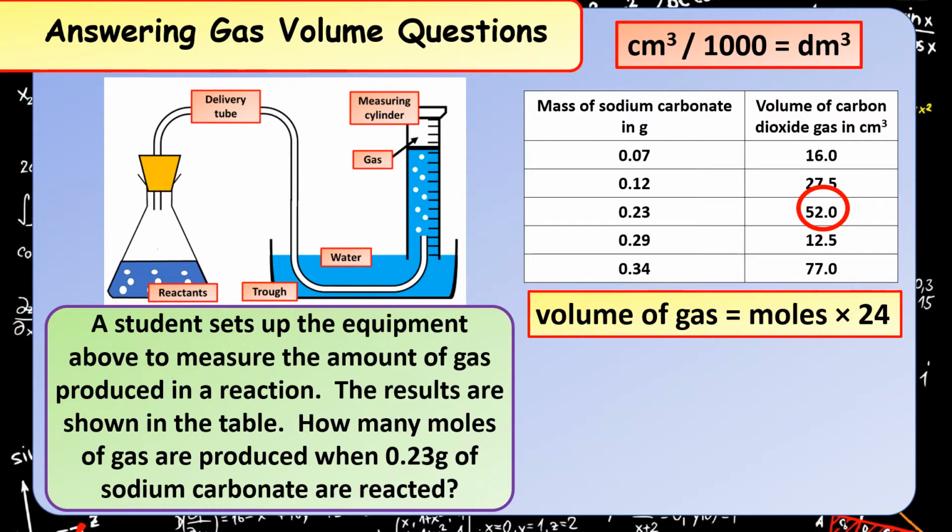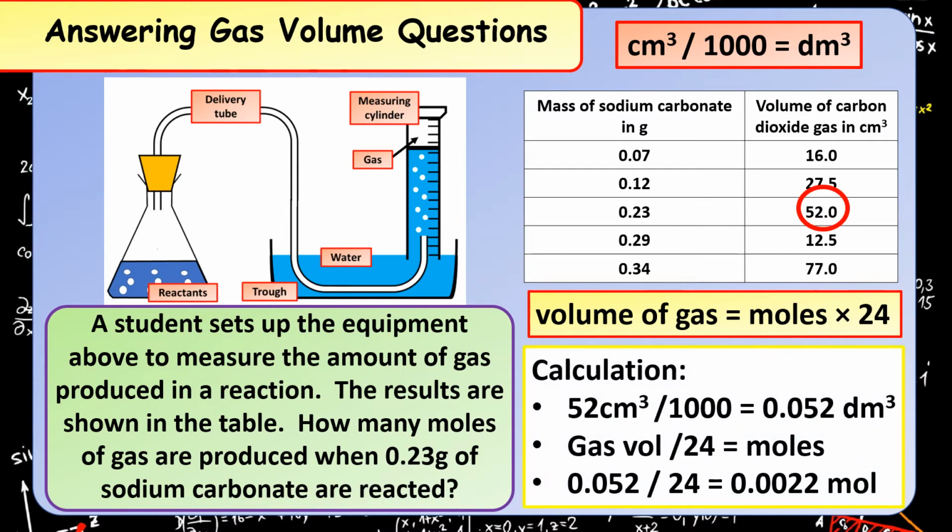So the first thing to do is to go and read the volume of carbon dioxide being produced off the table. So just go to 0.23, go and read it across, which will give us a volume of gas of 52 centimetre cubed being produced. So, to work this out, start off by changing that 52 centimetre cubed into decimetre cubed. So we're going to do that by doing 52 divided by 1000, which would give us 0.052 decimetre cubes worth of gas. The next thing we're going to do is to rearrange that equation.